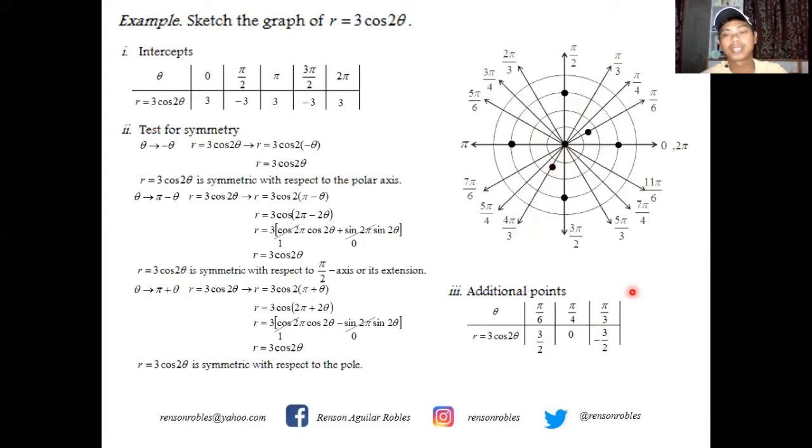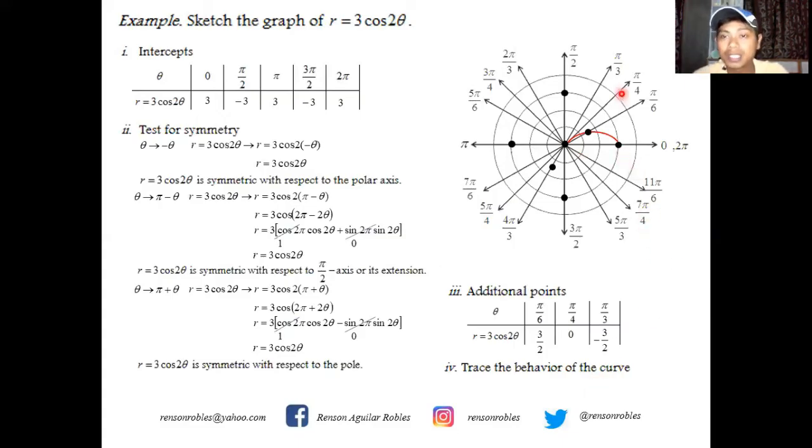So then we're now ready to trace the curve. So you start at this point, and the curve will ascend going to pi over 6, and then it will go down at pi over 4. So you have this part of the petal. So we are now tracing the behavior of the curve as our last and final step.